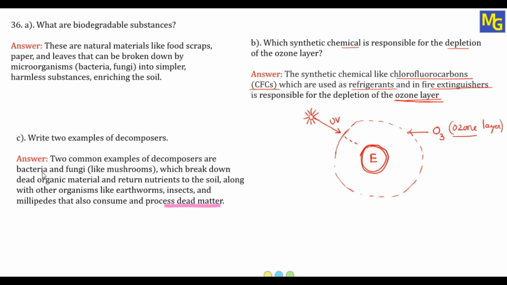So leaving aside bacteria and fungi, there are some other organisms also. So you can write earthworms, insects, and millipedes.